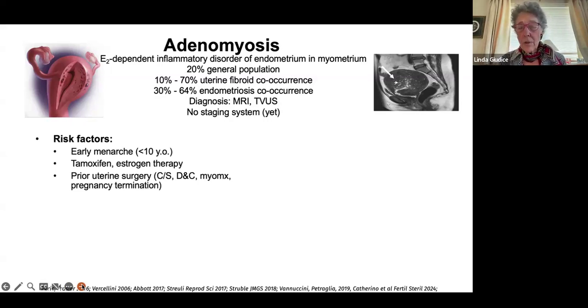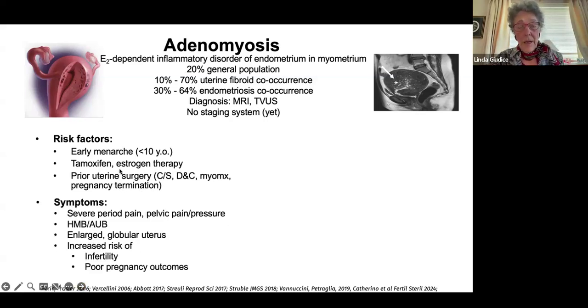So risk factors include having the first period very early, or menarche less than 10 years old, having estrogen therapies, and also having prior uterine surgery, like a C-section, a D&C, a myomectomy, and surgical pregnancy termination. And the reason why we think the surgery on the uterus can increase the risk of having adenomyosis is that it disrupts this area between the muscle and the lining so that some of the lining can move its way into the muscle and then cause an inflammatory reaction in the muscle.